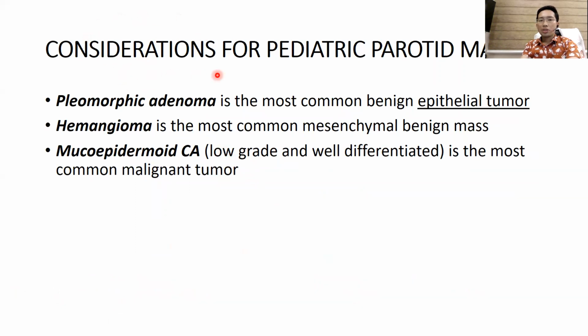Let's go to considerations for pediatric parotid masses. Remember, the pleomorphic adenoma is the most common benign epithelial tumor, and hemangioma is the most common mesenchymal benign tumor. And the mucoepidermoid carcinoma, low-grade and well-differentiated type, is the most common malignant tumor.